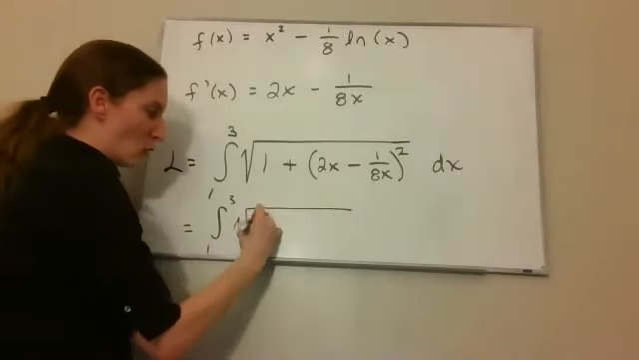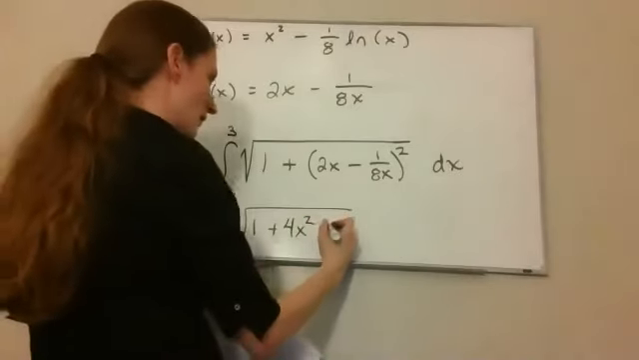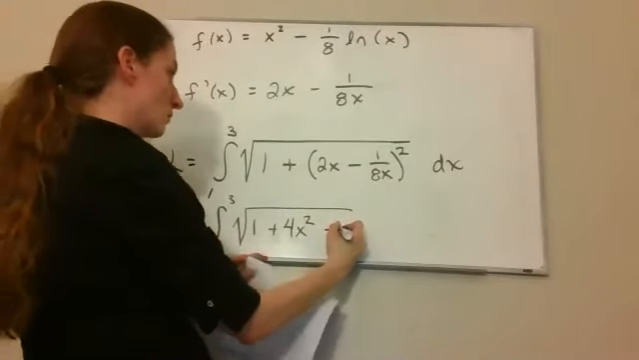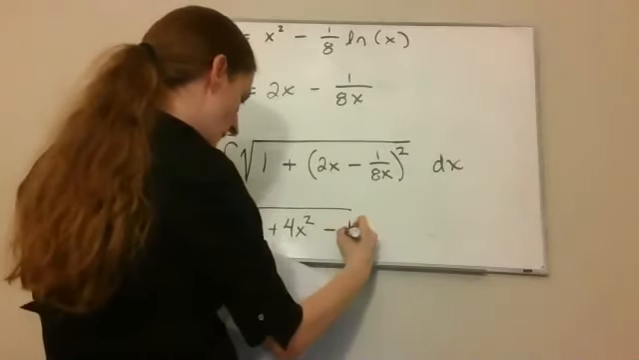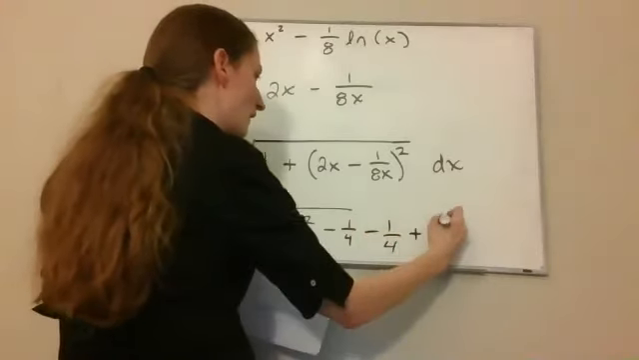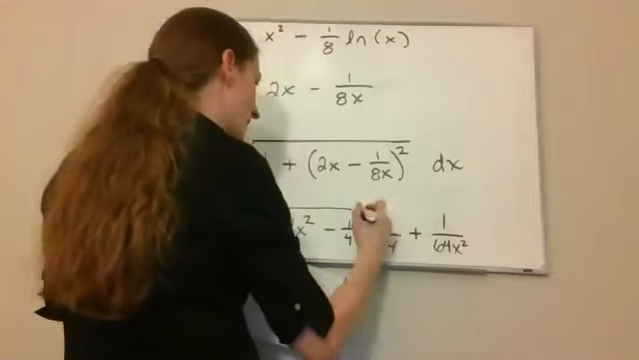So I'm going to have a 1 plus a 4x squared, and then I'm going to have a minus 1/4, another minus 1/4, and a plus 1/(64x squared).